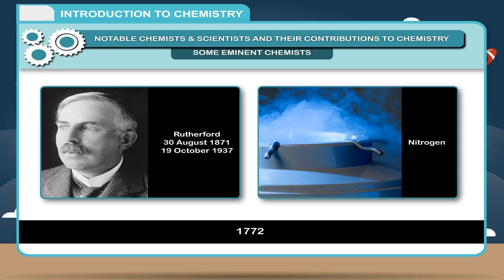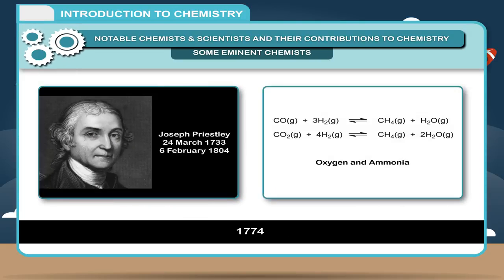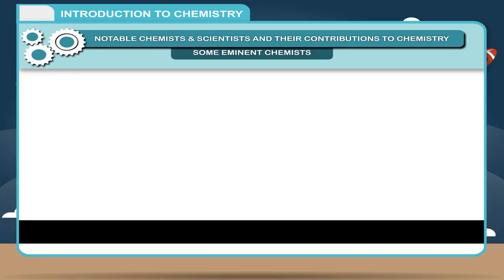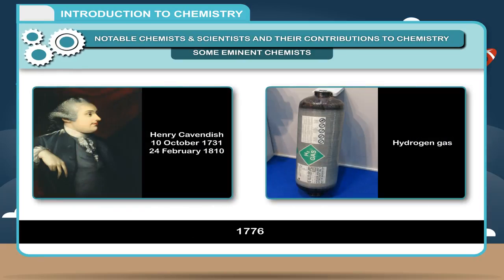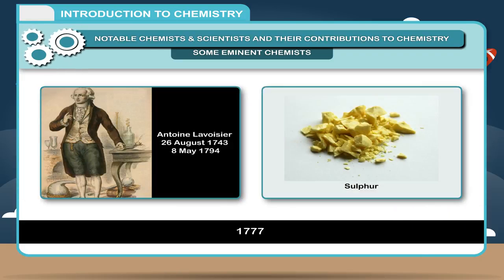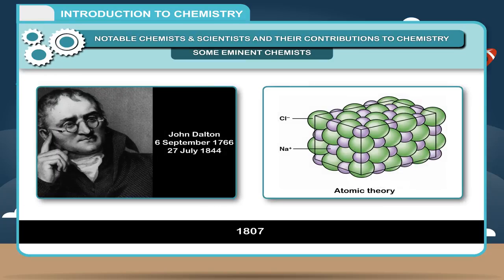1772. Rutherford discovered nitrogen. 1774. Joseph Priestley discovered oxygen and ammonia. 1776. Cavendish prepared hydrogen gas. 1777. Lavoisier found that sulfur is an element.